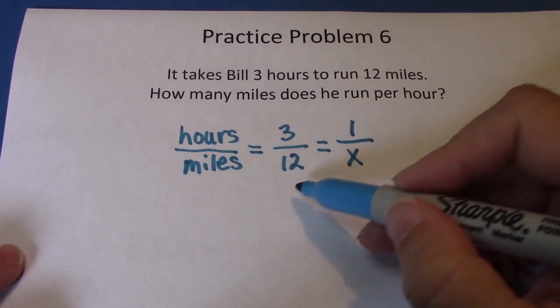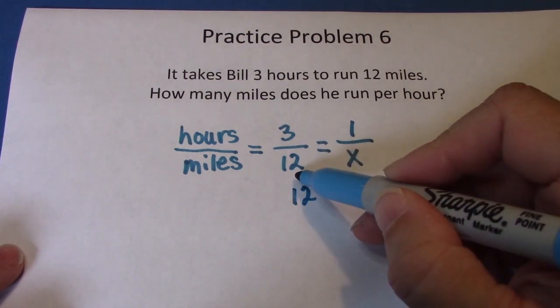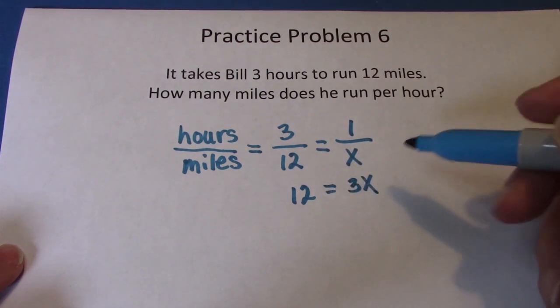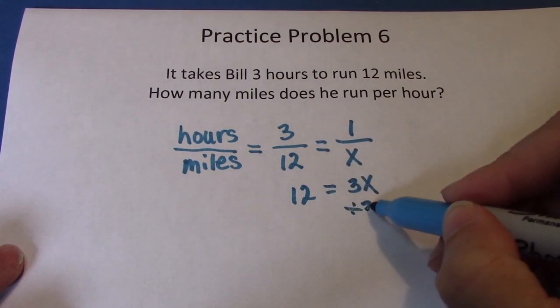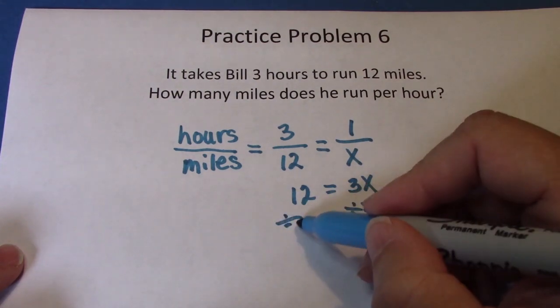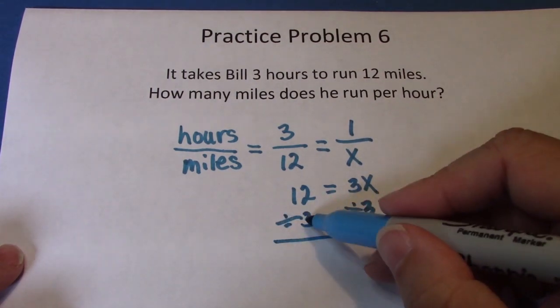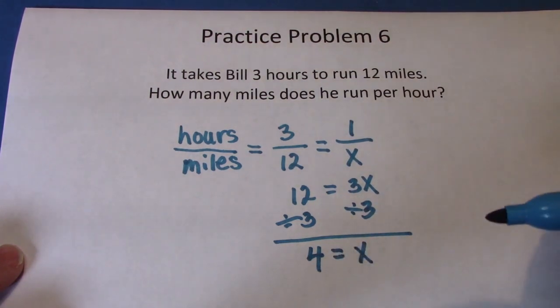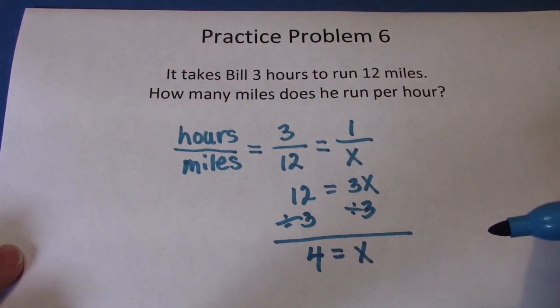Let's cross multiply. 1 times 12 this way is 12, and this way 3x. We need to divide both sides by 3. 12 divided by 3 is 4, and that is x. So he runs 4 miles per hour.